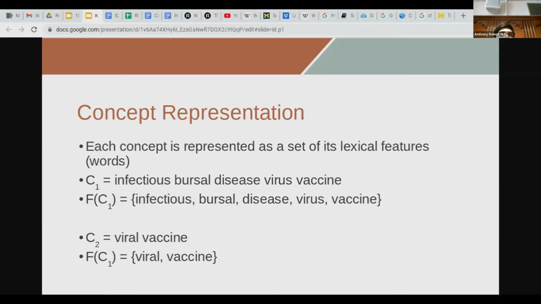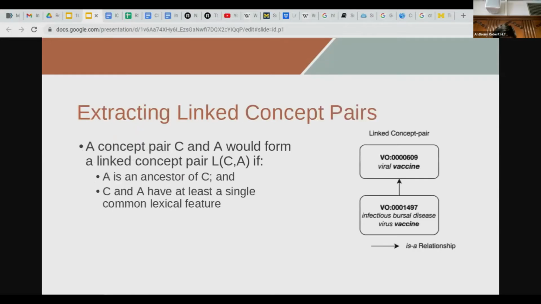A concept is represented, we do certain normalizations, which is basically, we convert the entire name into lowercase so that it's case insensitive. And then we do tokenization, where we break down each concept into its own words and we remove duplicate words. And we can represent each concept as its lexical characters.